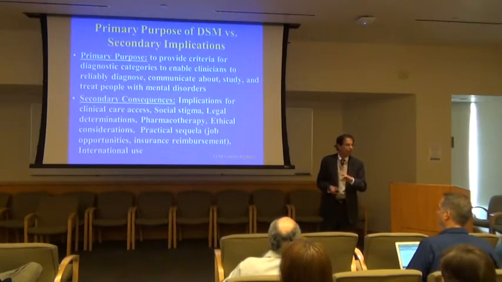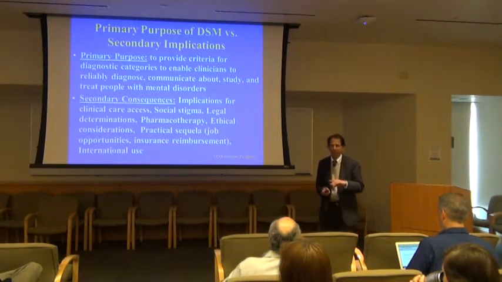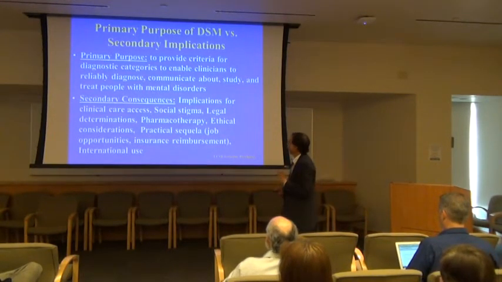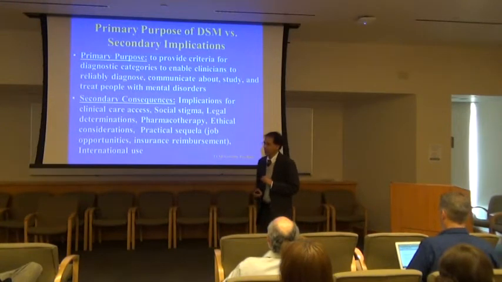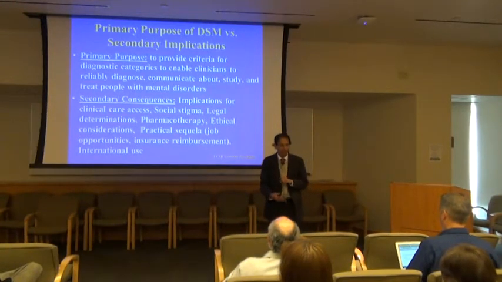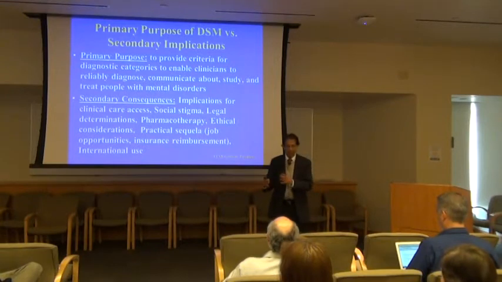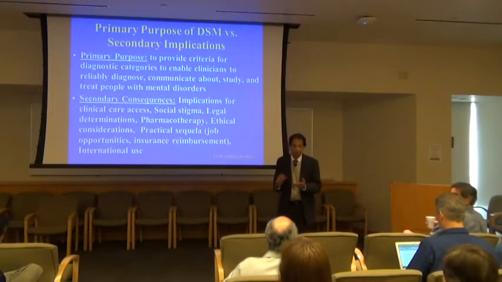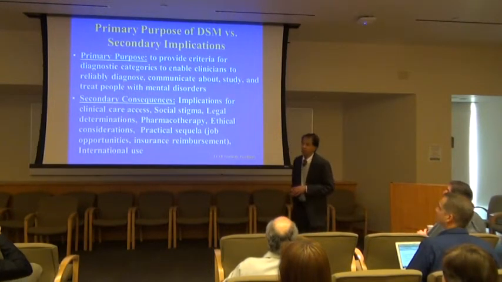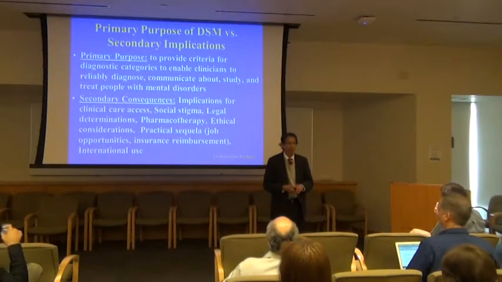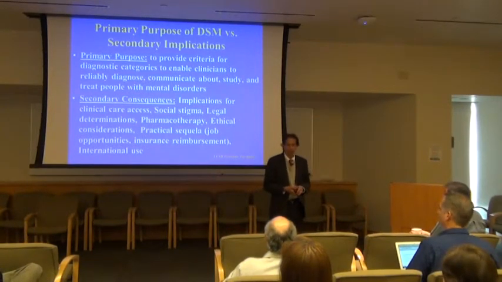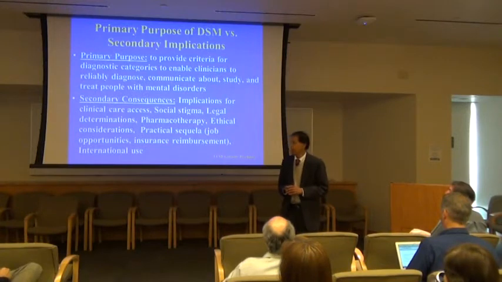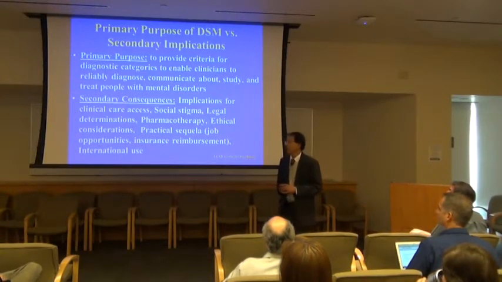That's all fine. The problem comes because of the secondary, unintended consequences, one of which is implications for clinical care access. If you don't have a diagnosis that the patient is suffering from a disorder, and the diagnosis is not there in DSM-5, the person won't get reimbursed. Social stigma. On the other hand, if we label somebody as having schizophrenia or bipolar or major depression, the person may not get a job. Insurance benefits may be denied because mental health parity still doesn't exist. It is supposed to become law next year, 2014.